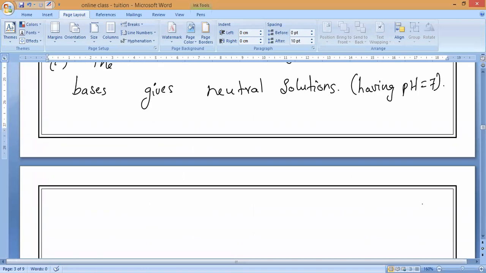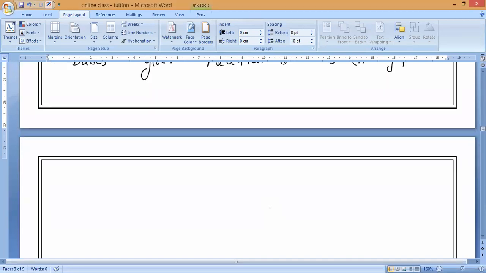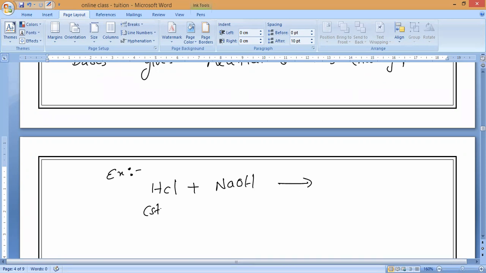Any example? You all already know. NaOH plus HCl gives NaCl. Very good. So let us take the sodium chloride salt. They are saying strong acid and strong base. If we take HCl plus NaOH, this is a strong acid and this is called a strong base, which will give sodium chloride plus water. Is it yes or no?